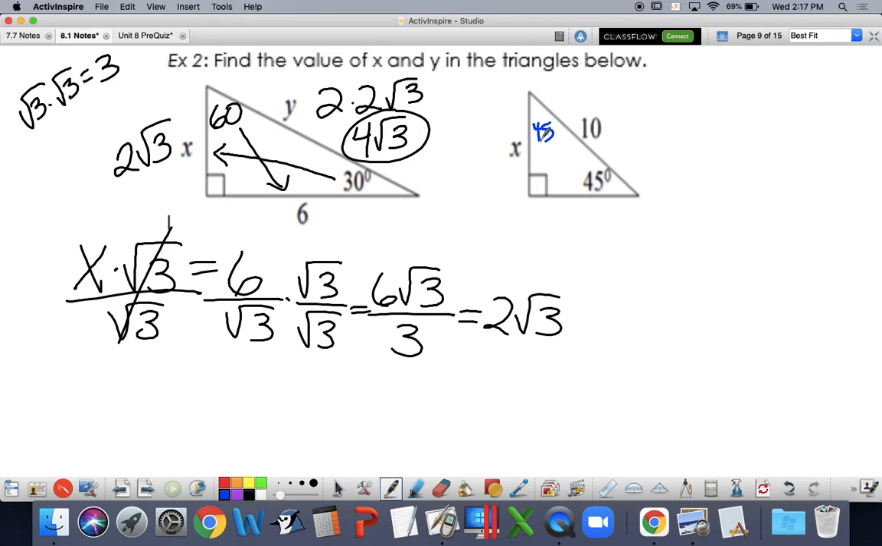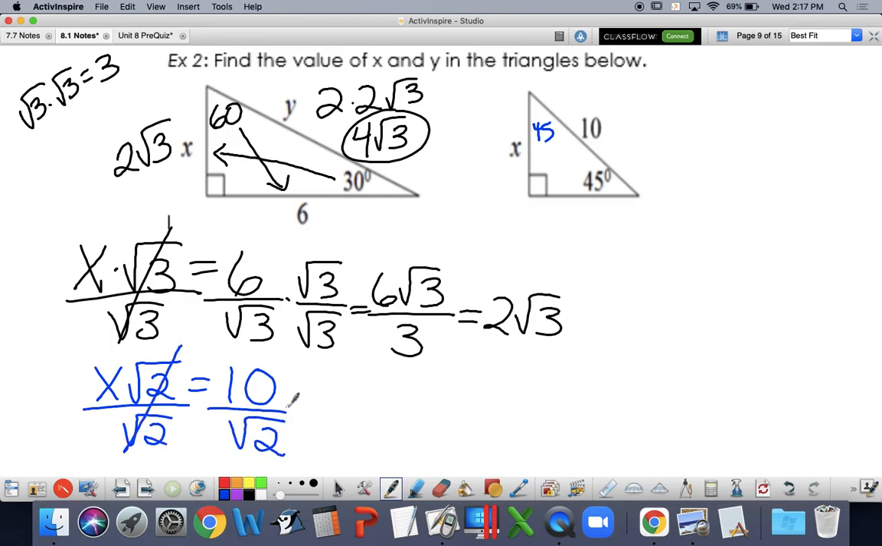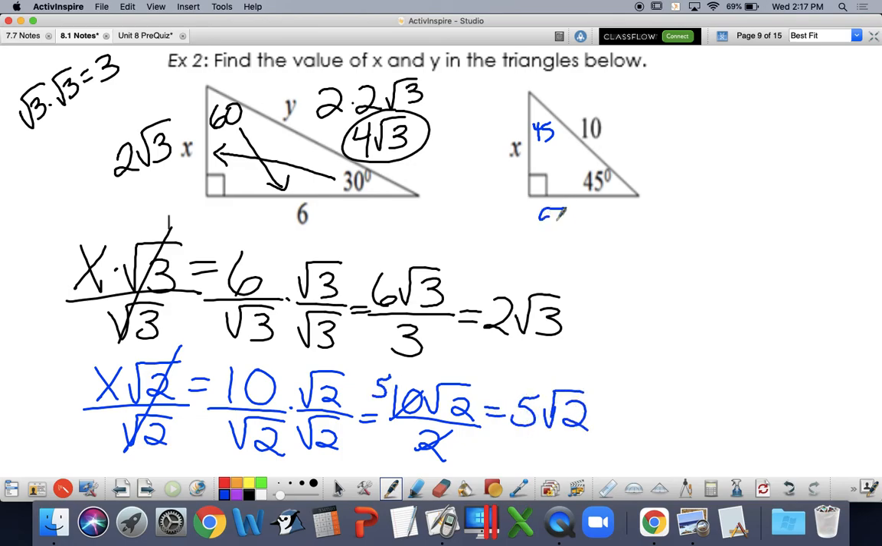Let's solve it. I'm going to take x and multiply by the square root of 2, and I should get 10. Divide by the square root of 2. Get rid of that denominator. I get 5 square root of 2. Everybody kind of see it, maybe a little bit.